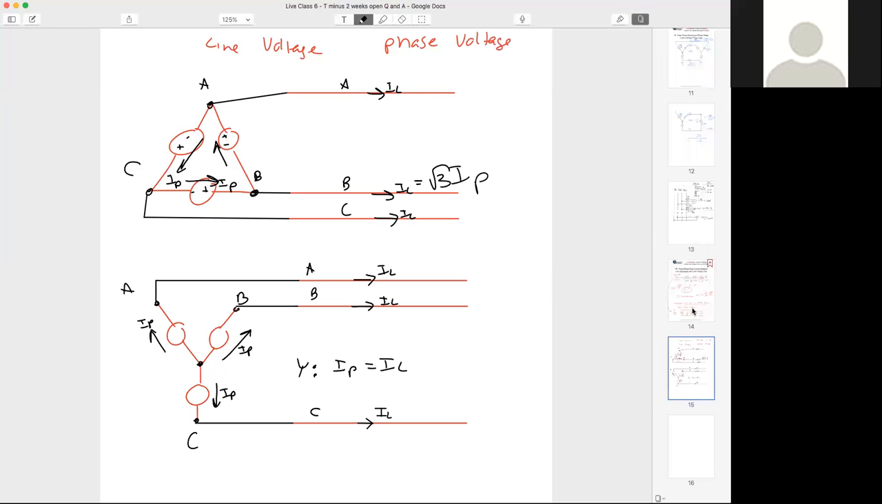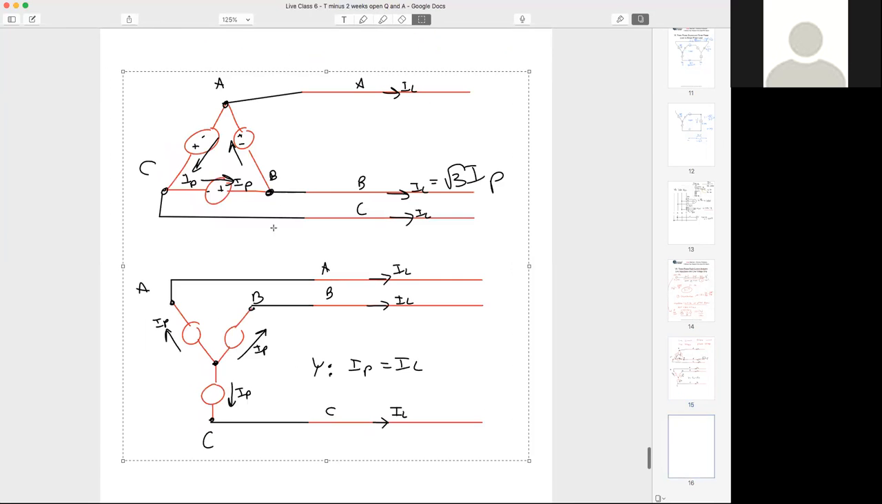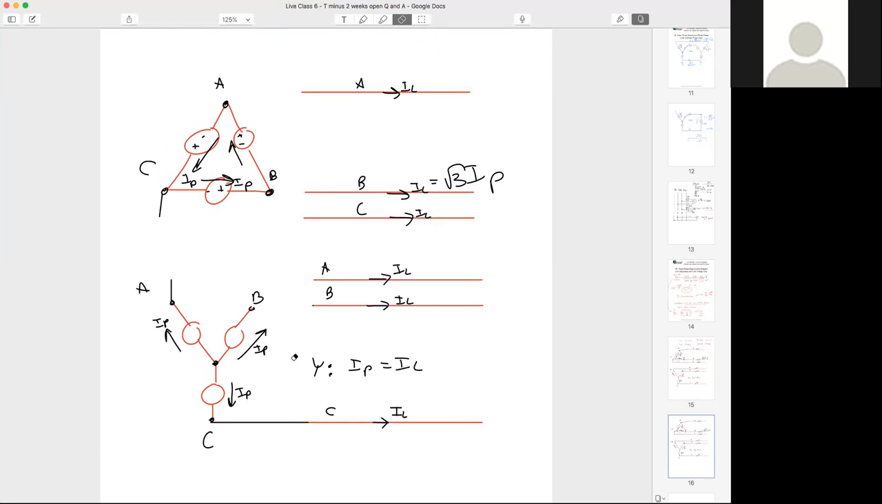Now, what about for voltages? So let's talk about the voltage differences.